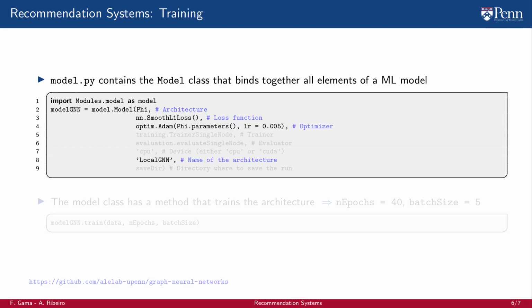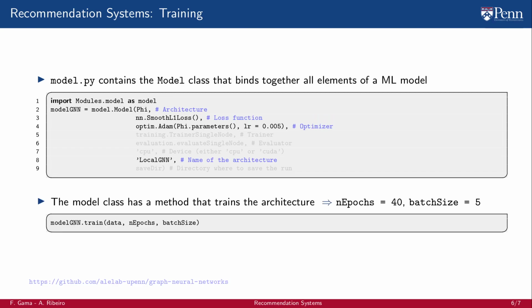We note that we're trying to minimize the estimated rating with respect to the true rating, which is used as a label. We choose a smooth L1 loss because it has better gradient properties, but other choices such as the MSE are also possible. Once we have a model with all the relevant components, we can just train it by using the provided method, train. We need to specify the data class that we will use, the number of epochs, and the batch size.